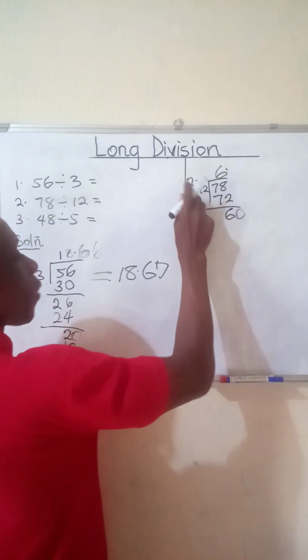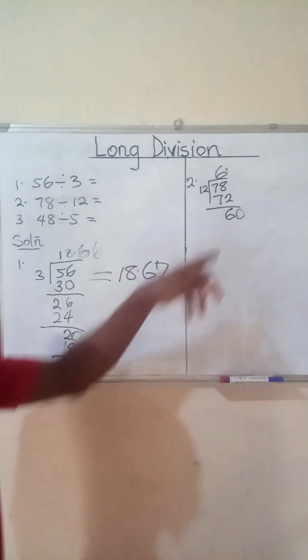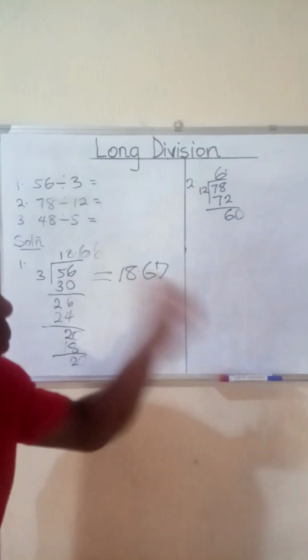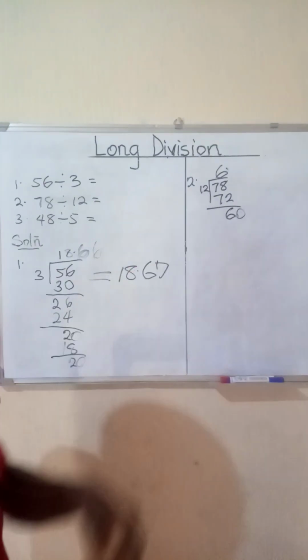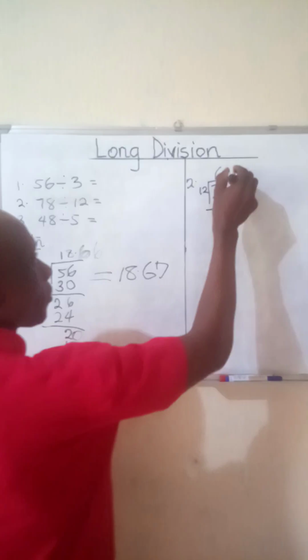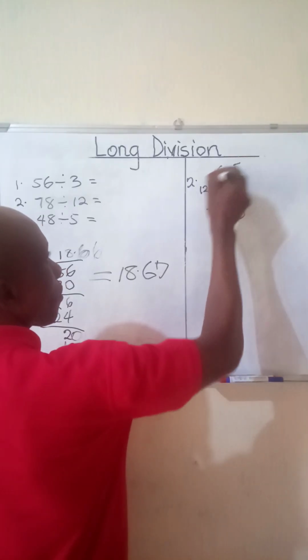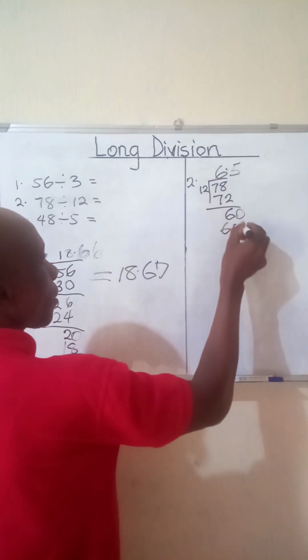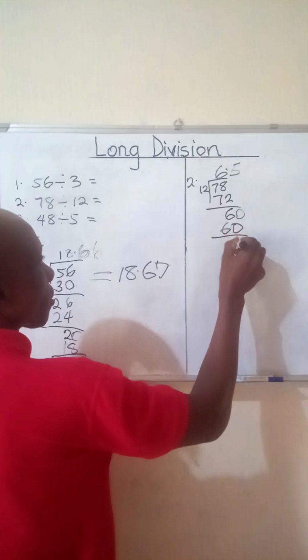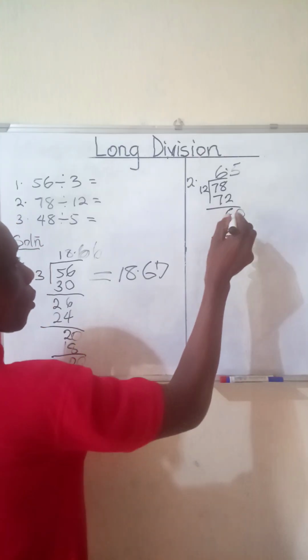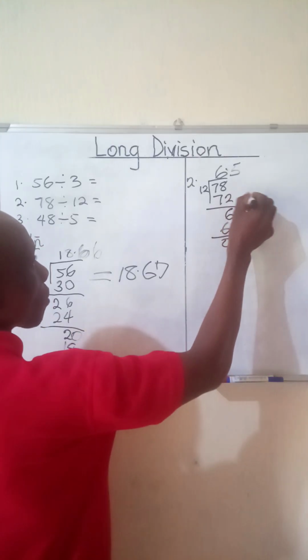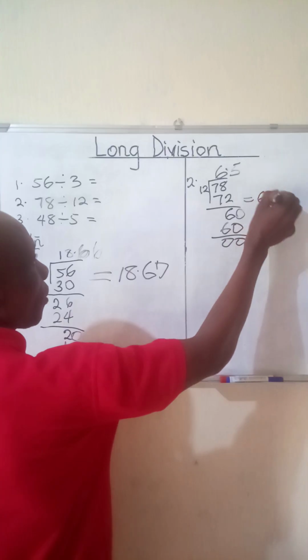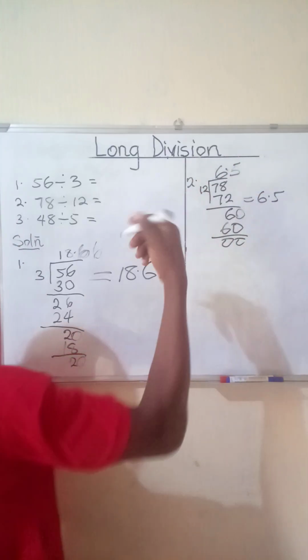It becomes 60. 12 goes into 60. 12 times what will give you 60, or a number closest to 60. It must not be bigger than 60. So 12 times 5. From our tables, 5 times 12, 60. Okay? If you subtract that, 60 minus 60 is gone. We end up having 0. So what does that tell us? The result is what? 6.5. Okay, so 78 divided by 12 gives you 6.5.